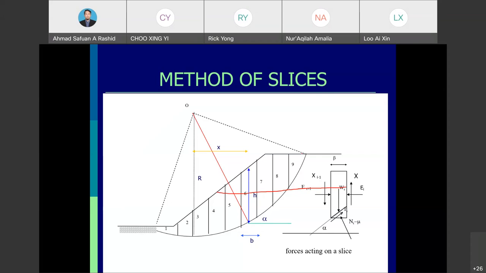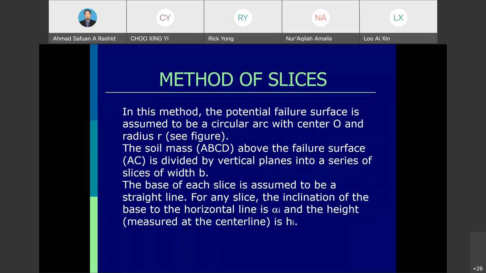So the soil mass ABC above the failure surface AC is divided by vertical planes into a series of slices of width b. The base of each slice is assumed to be a straight line. For any slice, the inclination of the base to the horizontal line is alpha, and the height measured is h.